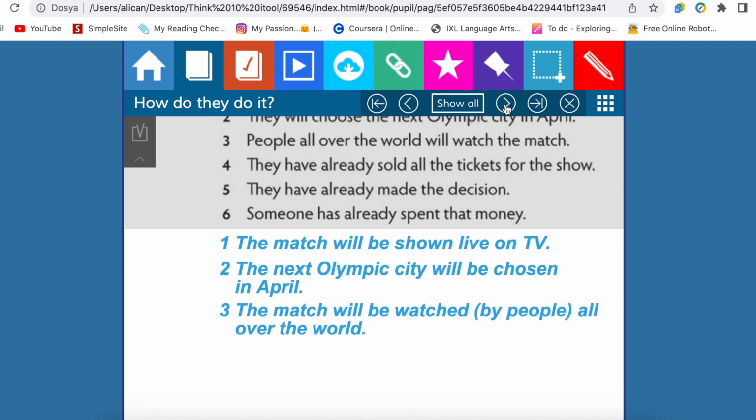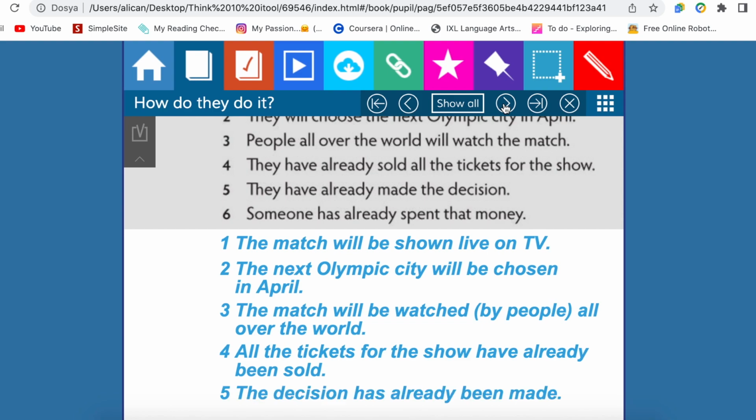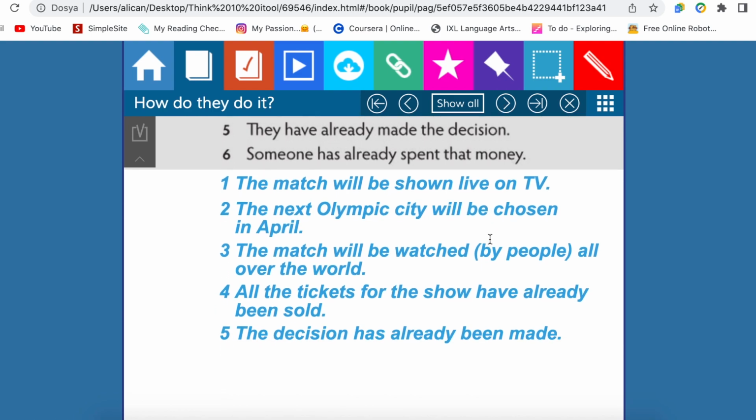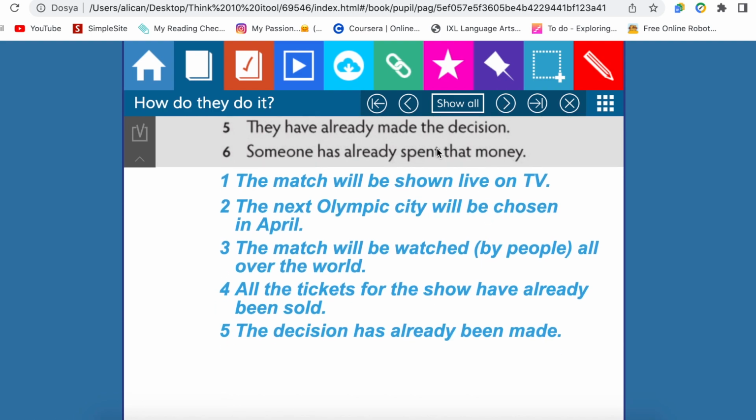They have already made the decision. The decision has already been made. Someone has already spent that money. That money has already been spent. This is the example of the future passive form. Let's look at this one.